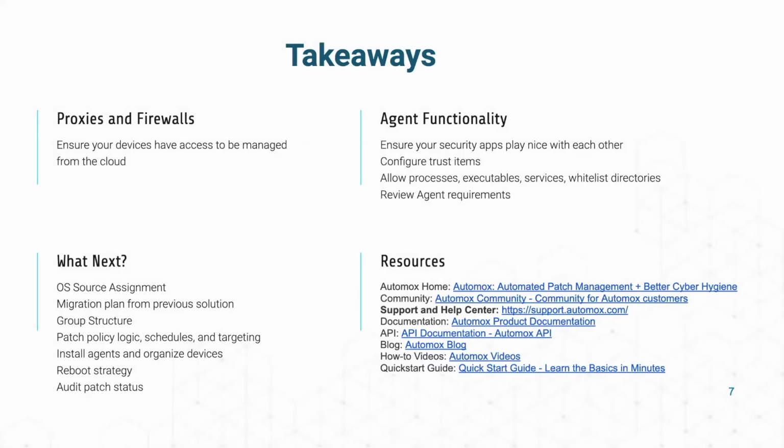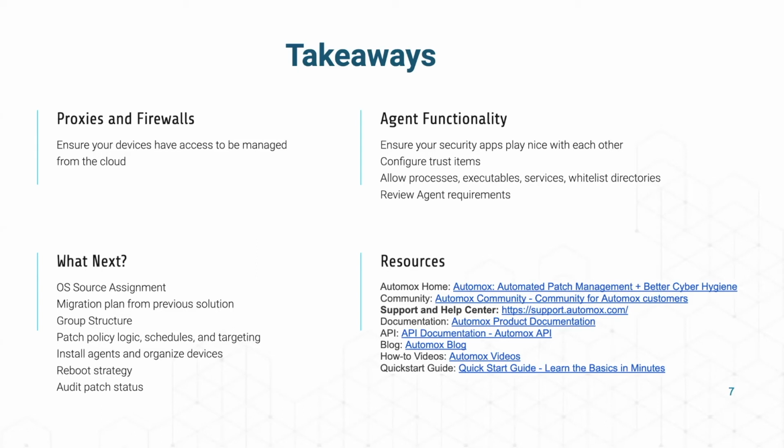So I wanted to cover again the primary problems we're seeing with on-prem to cloud management migrations. The first, again, is your proxy and firewall configurations. You need to ensure that your devices have the needed access to be managed from the cloud. This can include routing. Agent functionality is the second component. You need to ensure all of your security apps and configurations allow Automox to do its job. If needed, configure your trust items, configure your whitelisting, and ensure that your scripts are trusted and can run. That includes processes and executables. The agent runs its own service.